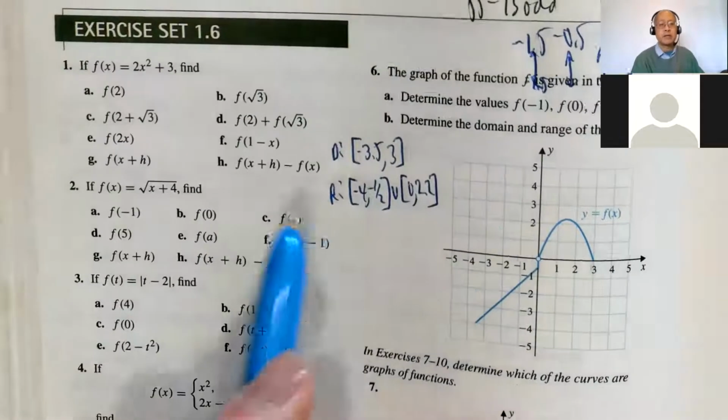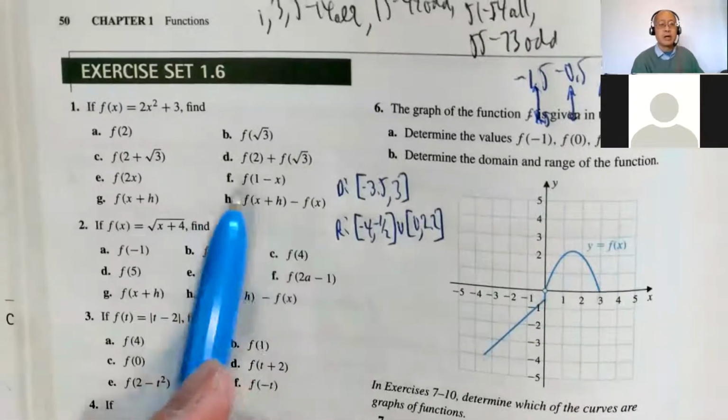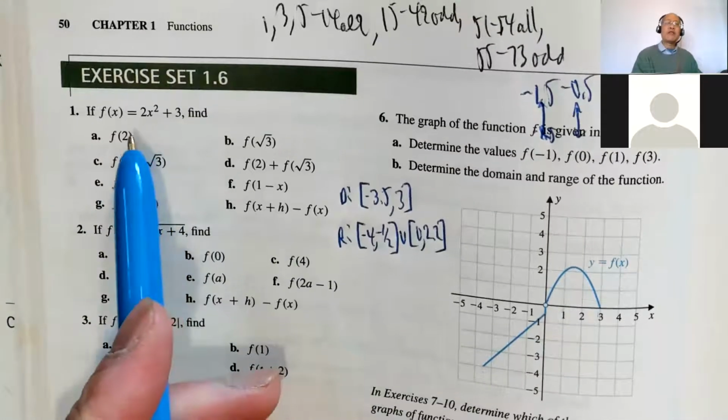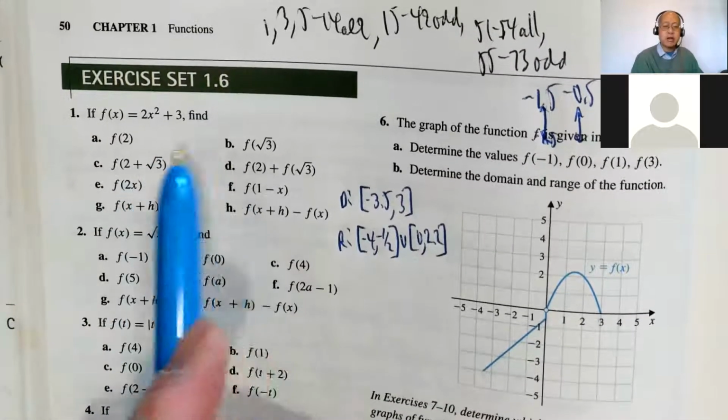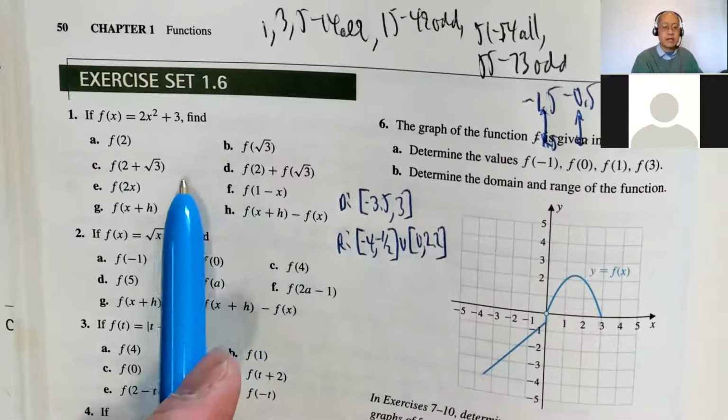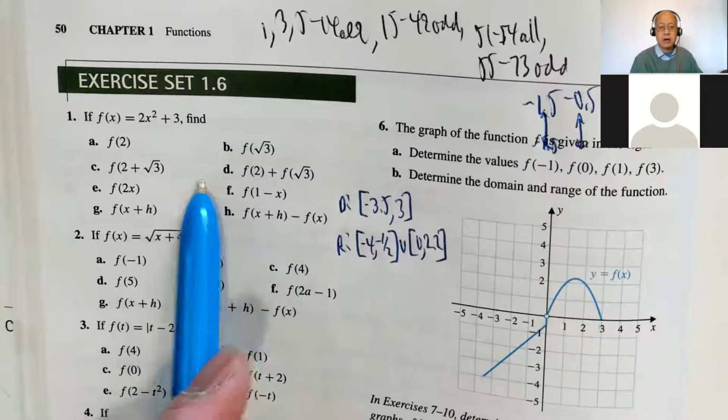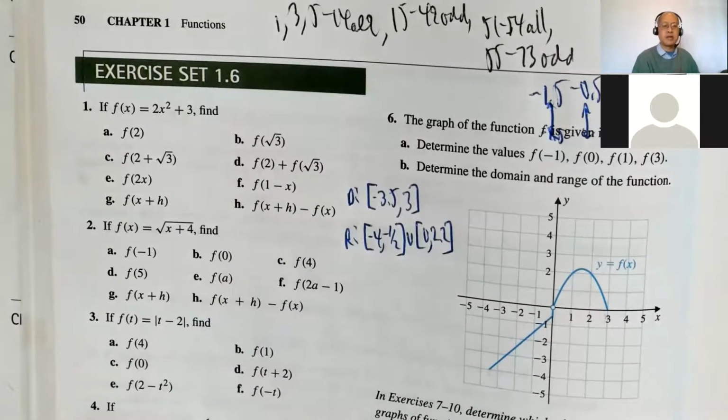Okay, review of how to do some of these functional notation ones. So back to problem 1. f of x is blah, blah, blah, and then you just plug in and do whatever it says. It starts off easy and then gets a little bit harder. I'll show you some of these, a, b, c, d, e.